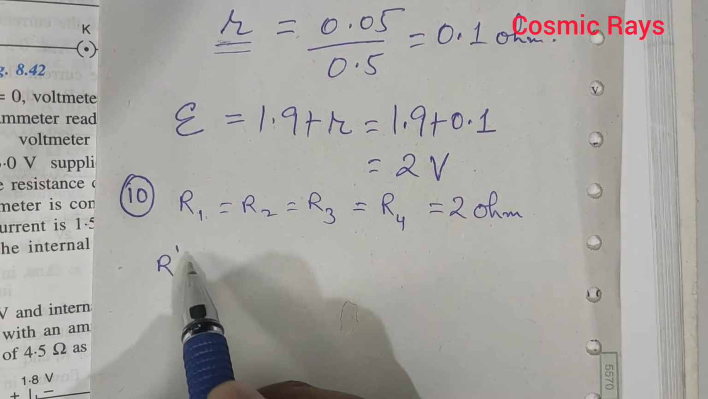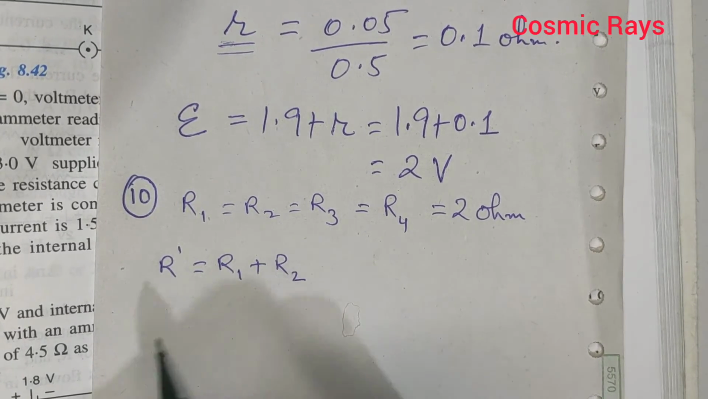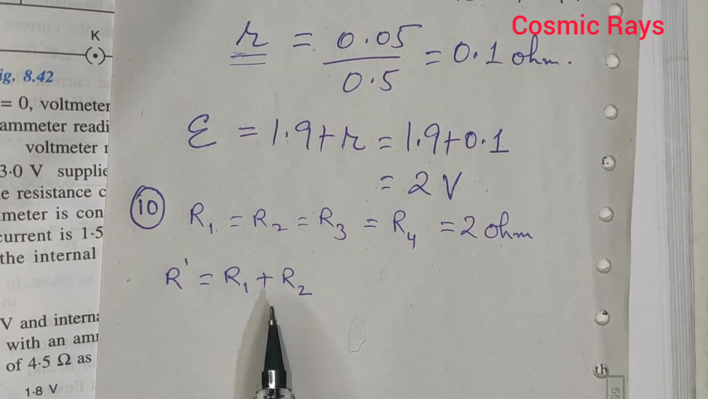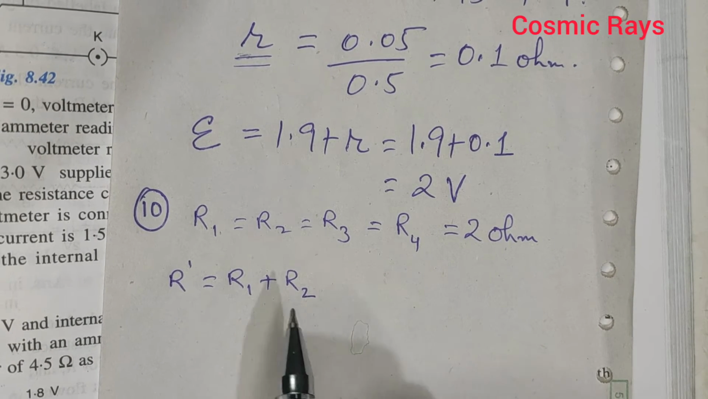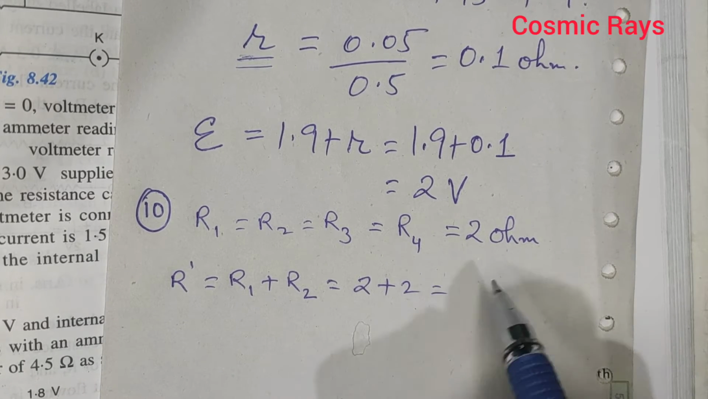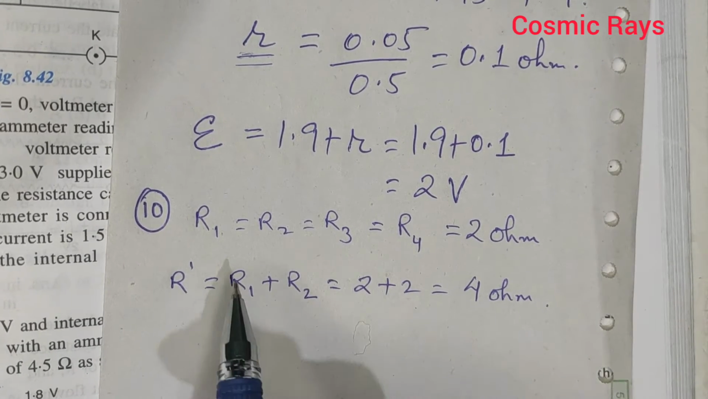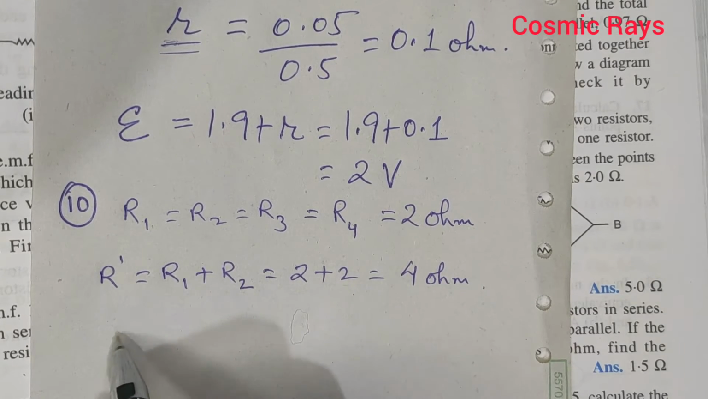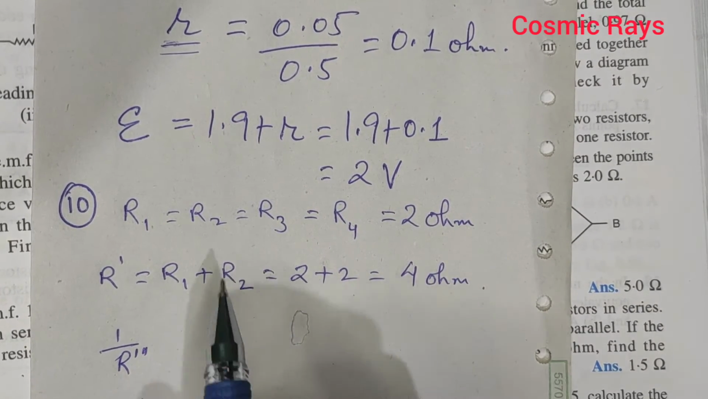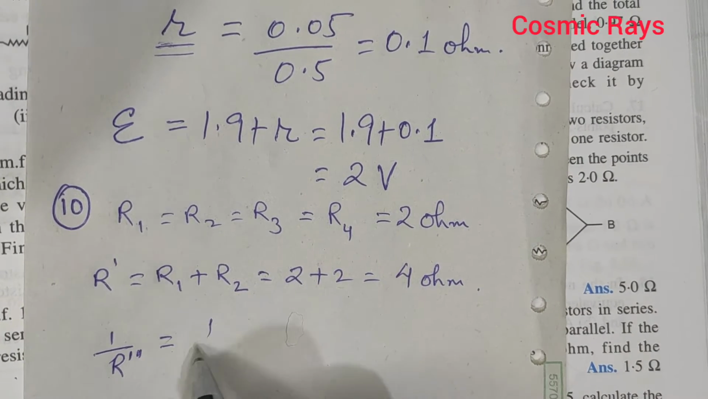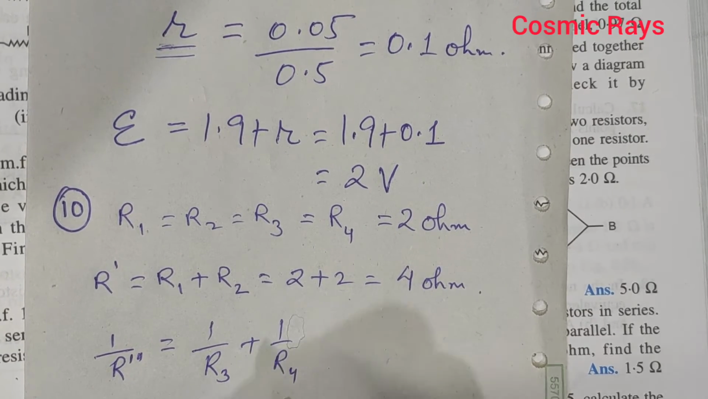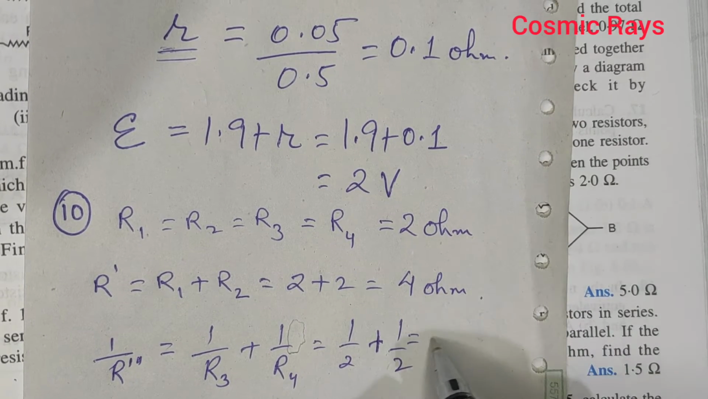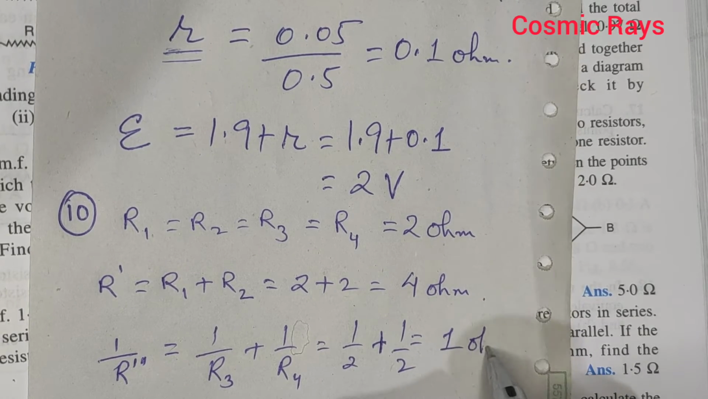Now let's say R prime, that is R1 plus R2 here, which are in series connection. So the sum of the resistances of the series combination is R1 plus R2. So here we will get 2 plus 2, that is 4 ohm. Now for R3 and R4, they are in parallel. So let's say that this is R double prime. For parallel combination, we take it as 1 by R, so 1 by R3 plus 1 by R4. We have 1 by 2 plus 1 by 2. That will be 1 again. So 1 ohm.